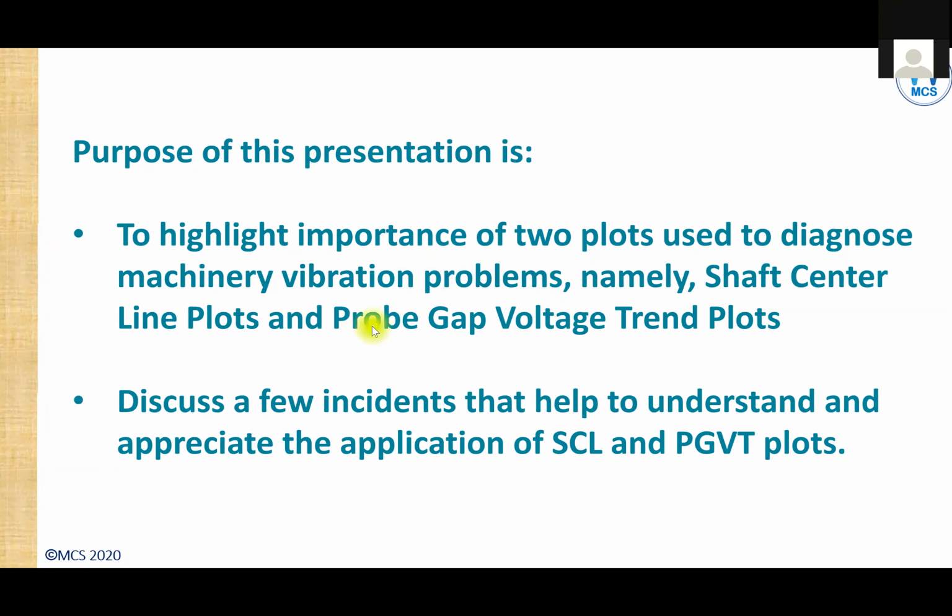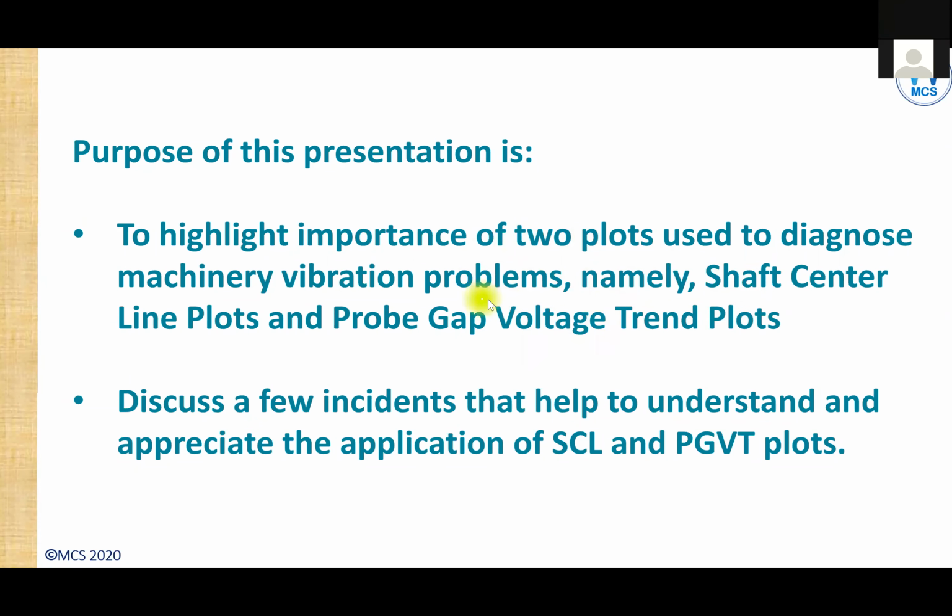And the other one, which most of the people are not very much used to, is to look at the probe gap voltage trend plots. So there is quite a wealth of information available in these two plots. And my session is basically focusing on how to capitalize on the information presented in these graphs and do the analysis.